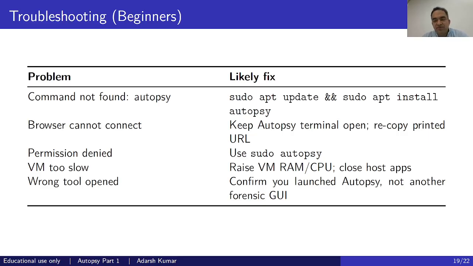Troubleshooting is a normal part of learning, so do not feel discouraged if something fails. If the terminal says command not found for Autopsy, update your package list with sudo apt update and then install Autopsy. If the browser cannot connect, keep the Autopsy terminal open and carefully recopy the printed URL. If you get a permission denied message, launch Autopsy with sudo. If the virtual machine feels too slow or freezes, increase virtual RAM and CPU settings and close heavy applications on your host computer. If the wrong tool opened, double check that you launched Autopsy and not another forensic utility with a similar name.